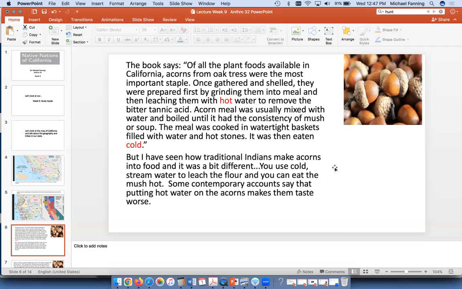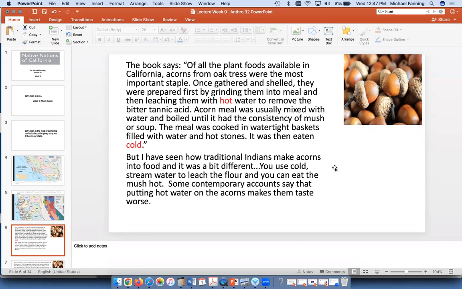And then they had hoop kinds of implements that they would use to stir the hot rocks around and around and around in the basket. And that would make the mush get very hot.